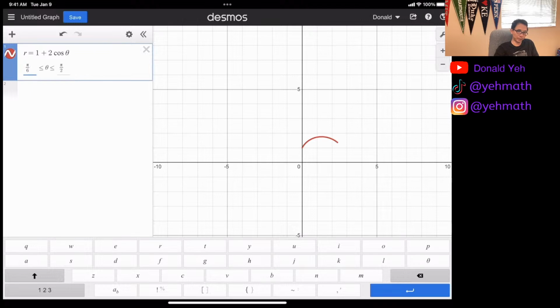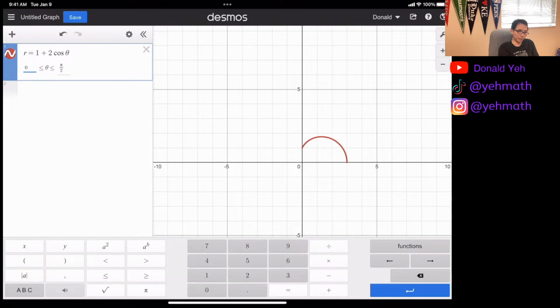We are from 0 to 2 pi. Yes, 2 pi. So we graph it between 0 and 2 pi.